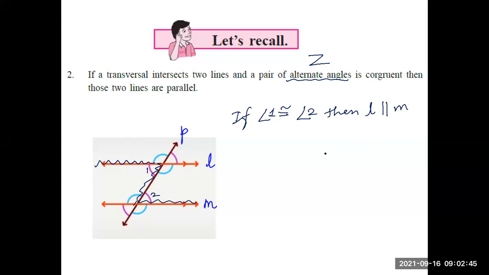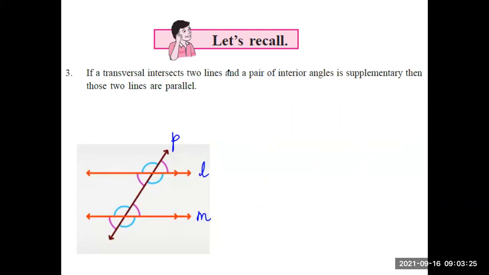So what are we doing? We are looking at the converse side. Likewise, we can see there is one more Z formation. There are two pairs of alternate angles in this case. So we'll use a different color again. This is the Z formation. So angle 3 and angle 4. If angle 3 is congruent to angle 4, then again, line L is parallel to line M. So if any one pair of alternate angles is congruent, then the two lines are parallel.